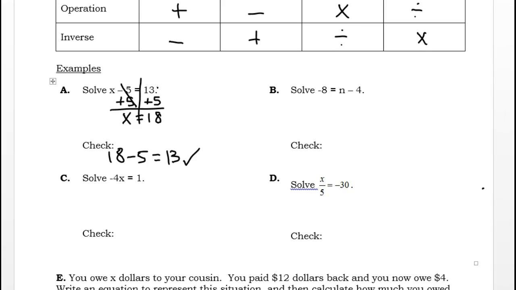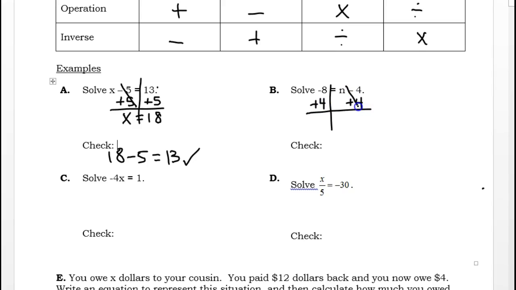Letter B says solve negative 8 equals n minus 4. Now this is almost the exact setup, but I have my answer on the left side. We're going to do the exact same thing. Doesn't really make a difference. I have n take away 4. I want to untake away 4 to figure out what that unknown quantity is. The opposite of take away 4 is plus 4.